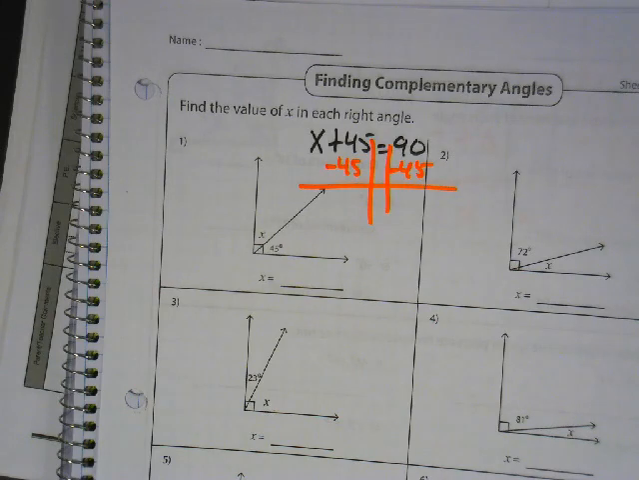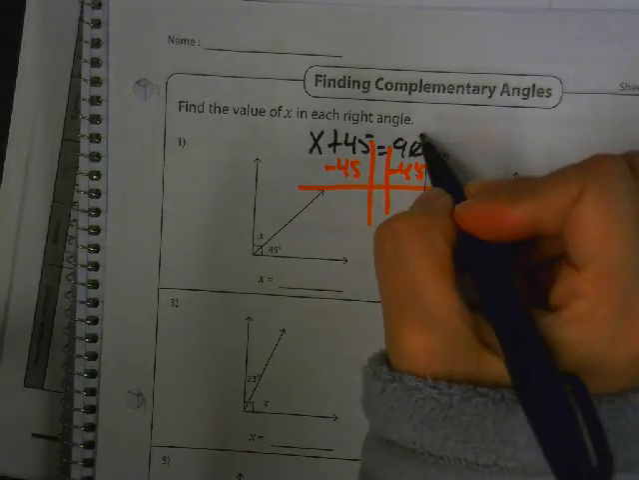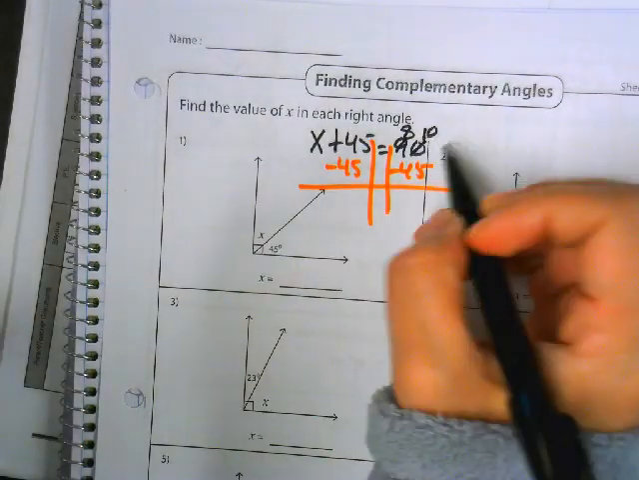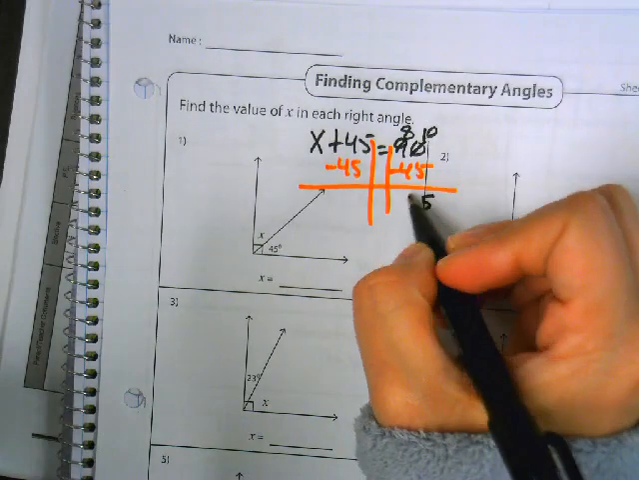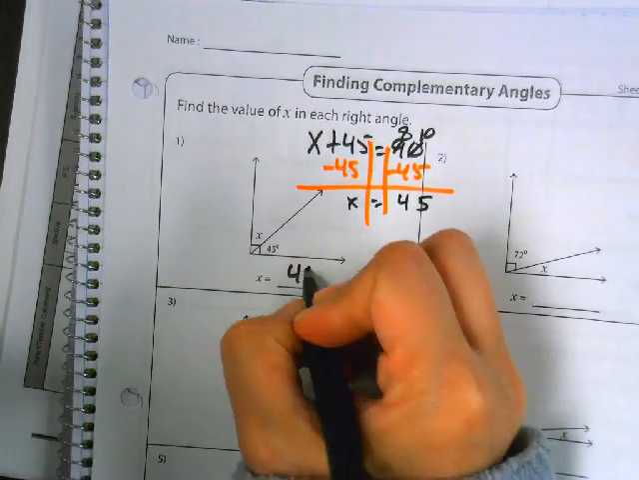All right, what'd you guys get for number 1? 45. Oh, that was easy. So the 0 becomes a 10, the 9 becomes an 8, 10 minus 5 is 5, 8 minus 4 is 4, so x equals 45. Miss Amelia, do I have to show this work? Yes.